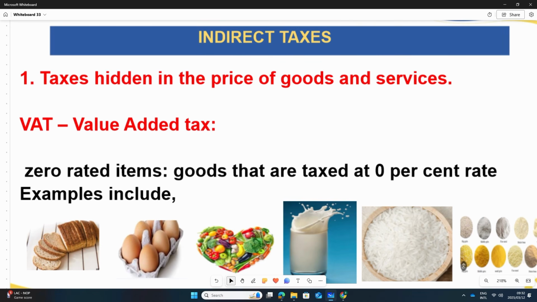Indirect taxes. Indirect taxes are taxes that are hidden in the price of goods and services. The first example that I'm going to explain is the VAT, which is the value added tax. The value added tax is a percentage that is added on the specified price of goods and services, and currently is sitting at 15%. All consumers pay the value added tax regardless of their income. We also have items which are exempted from VAT, which are referred to as zero rated items.